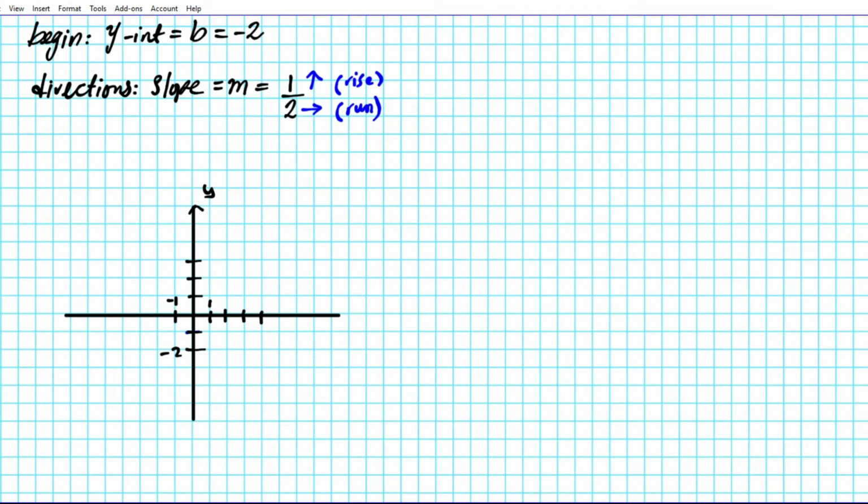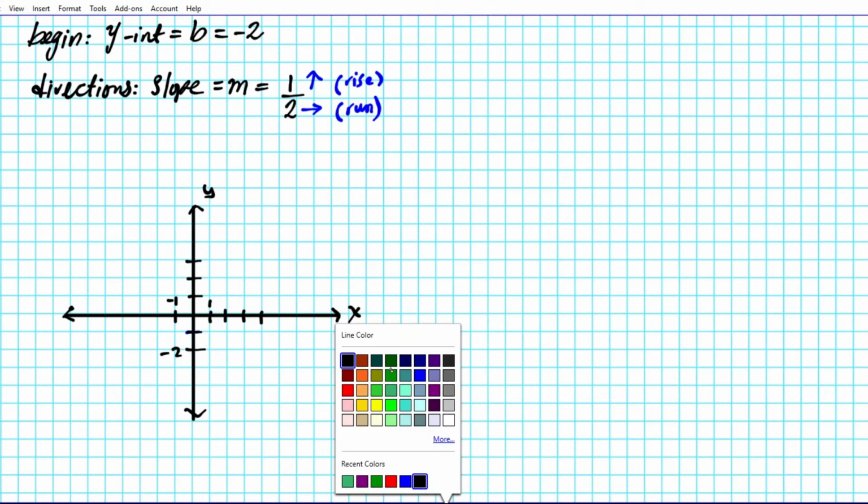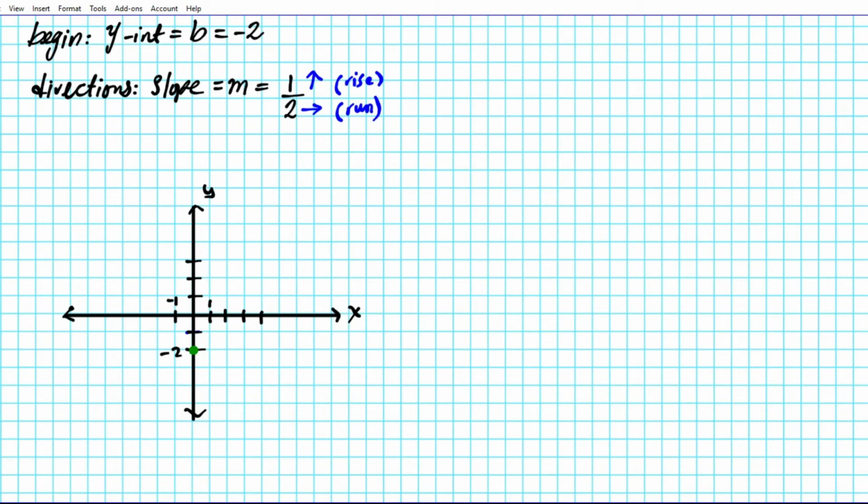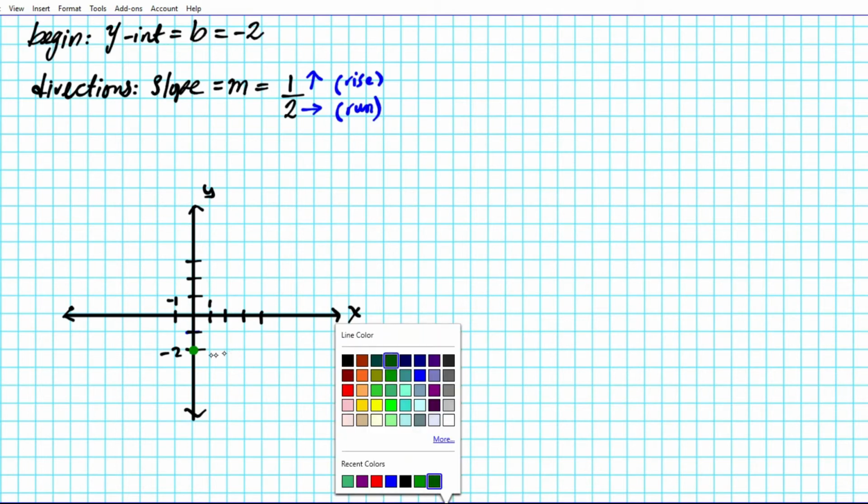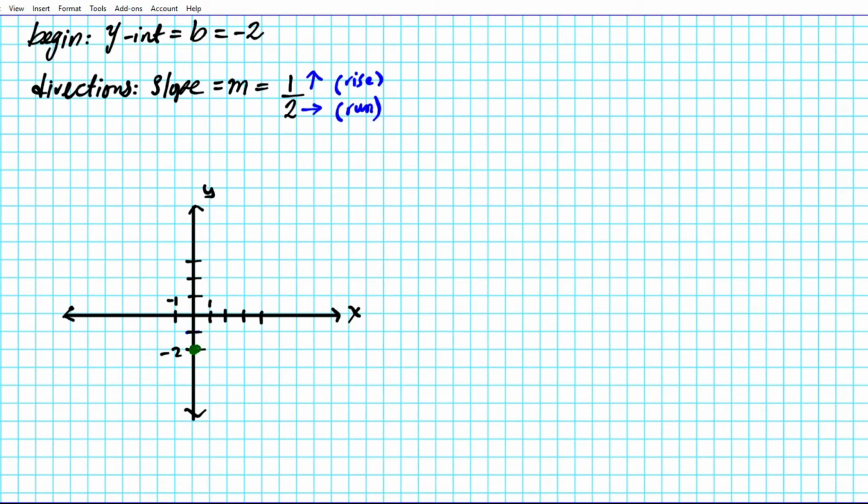Okay, this is your y-axis. So let's start by graphing our y-intercept. Our y-intercept is -2. And then from there, we're going to rise 1, following the directions of the slope, and run 2. 1, 2. You rise 1 and run 2 to get to the second point.